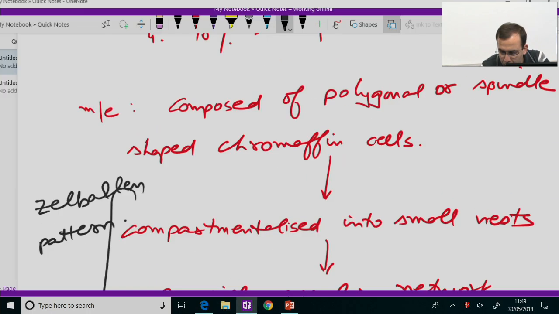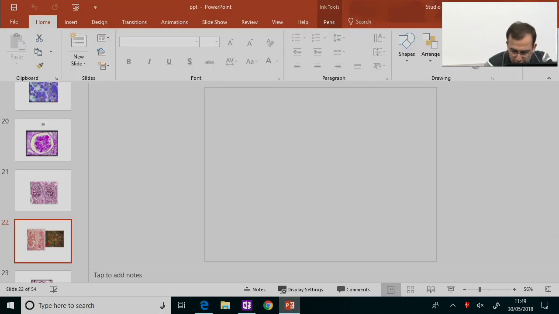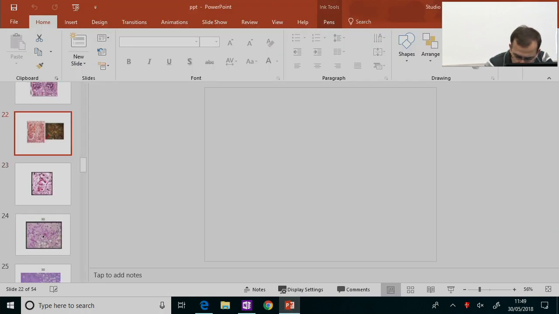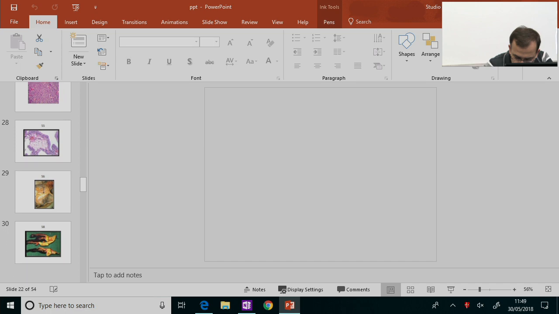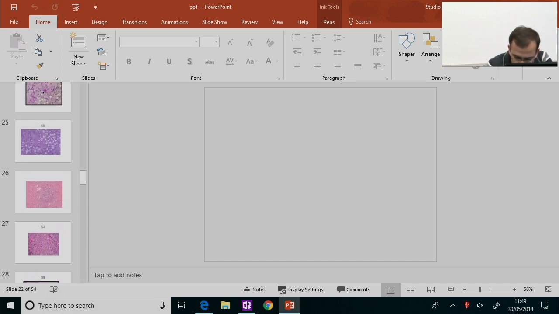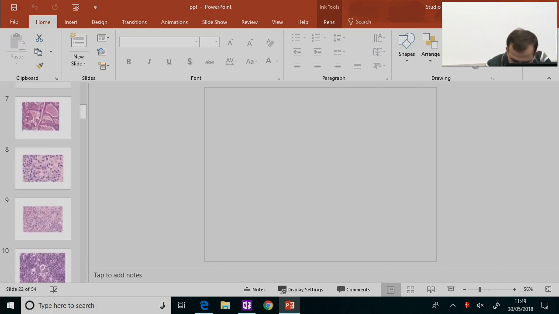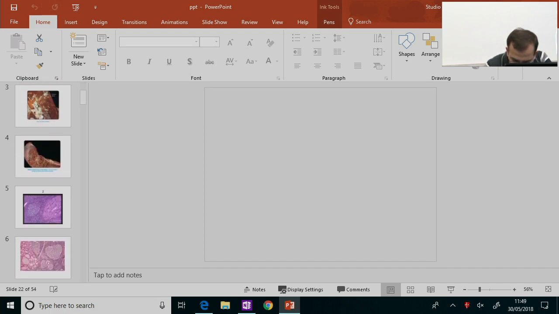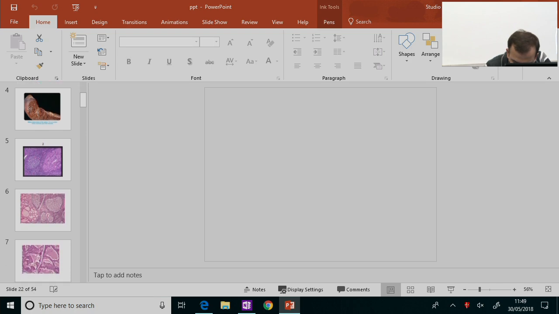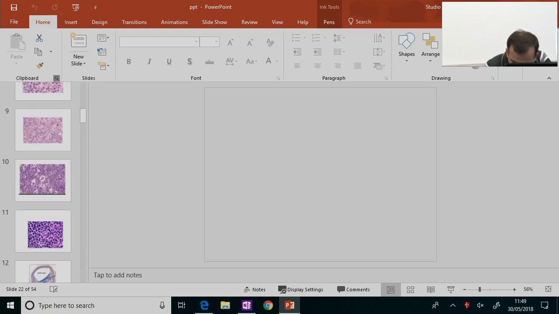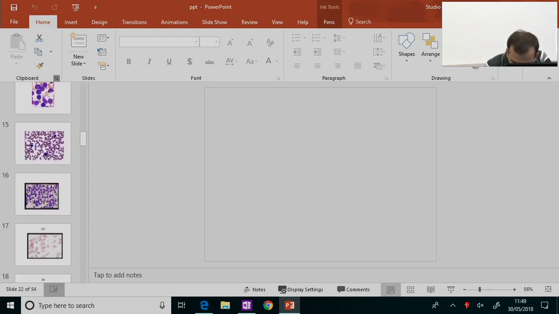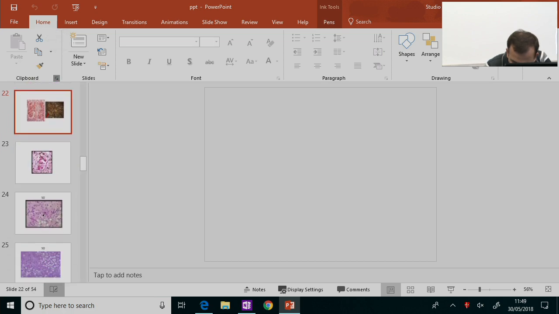So before we go further, let us have a look at what it looks like microscopically. Just a sec. We have already seen the photograph of Zellbellen. I don't know why I'm not able to find it at present. Just give me a sec.